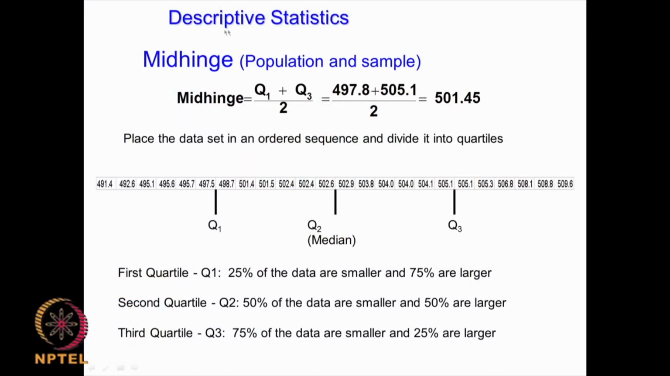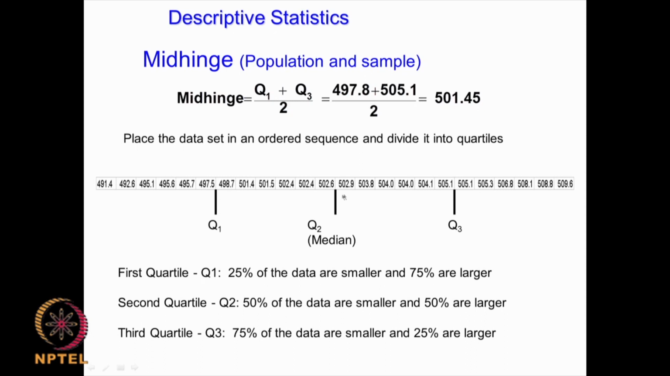Then there is something called mid hinge. Suppose you have a quartile 1. What is quartile 1? So you have a large data set. Assume that you can divide this data set into 4 quarters or quartiles. Okay. So this is called the first quartile, and this is called the third quartile. Okay. So we have divided it into 4 data sets. So you have the Q1 here. So 25% of the data will be smaller than this Q1, 75% of the data will be larger than this Q1.